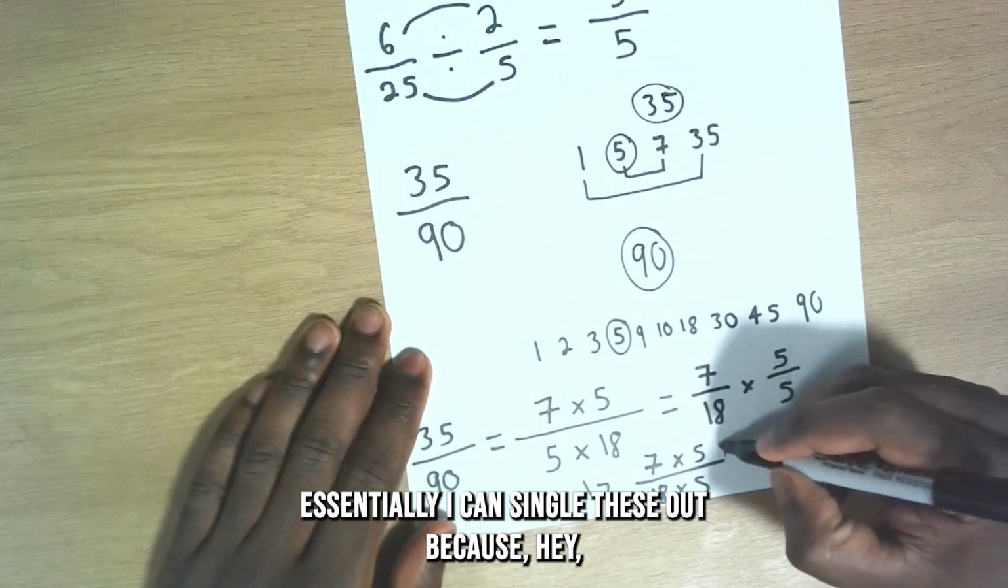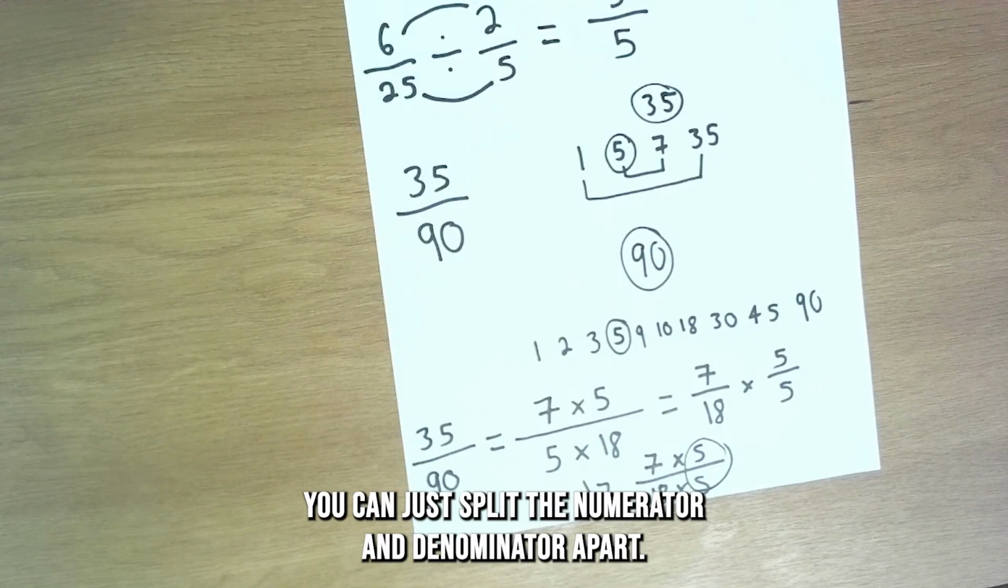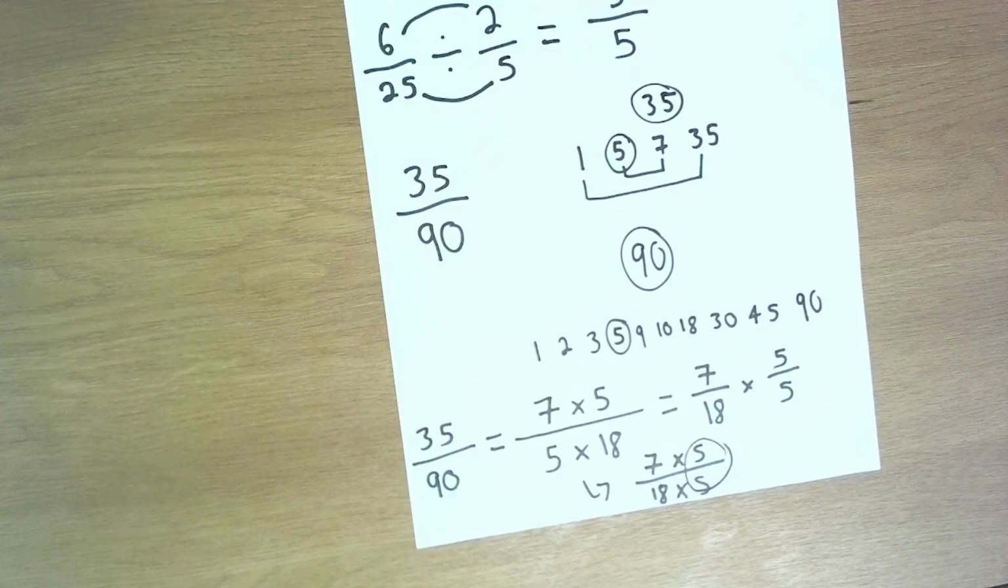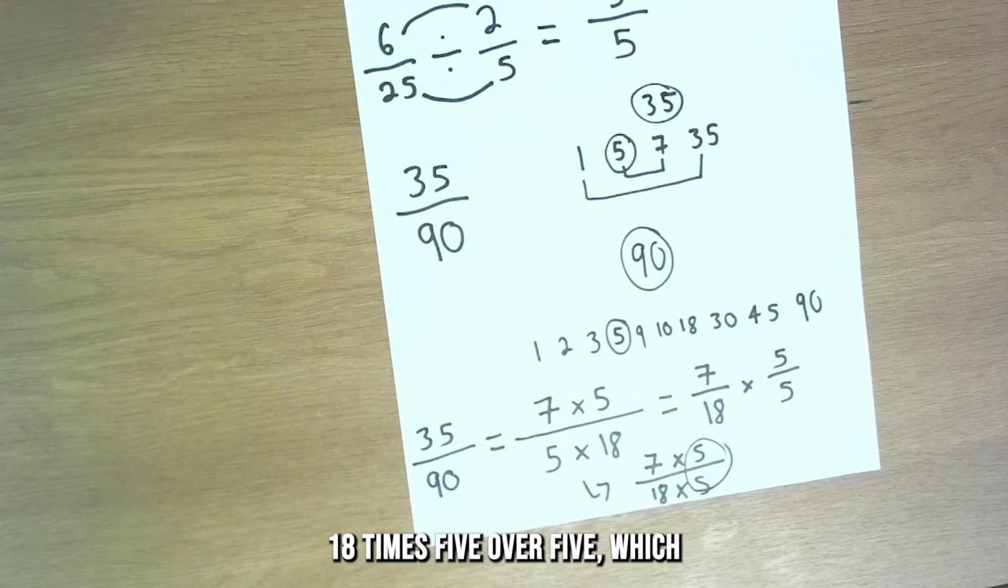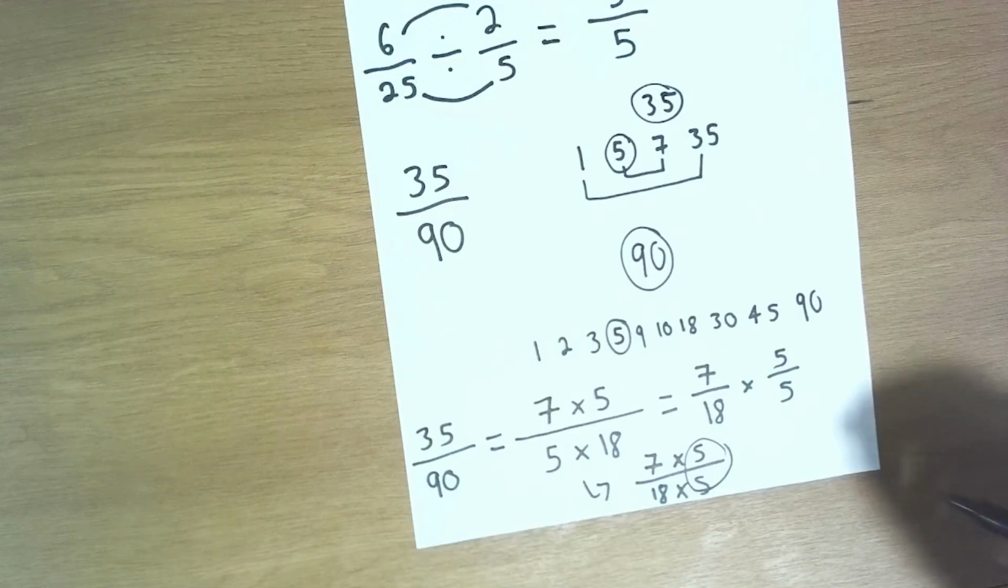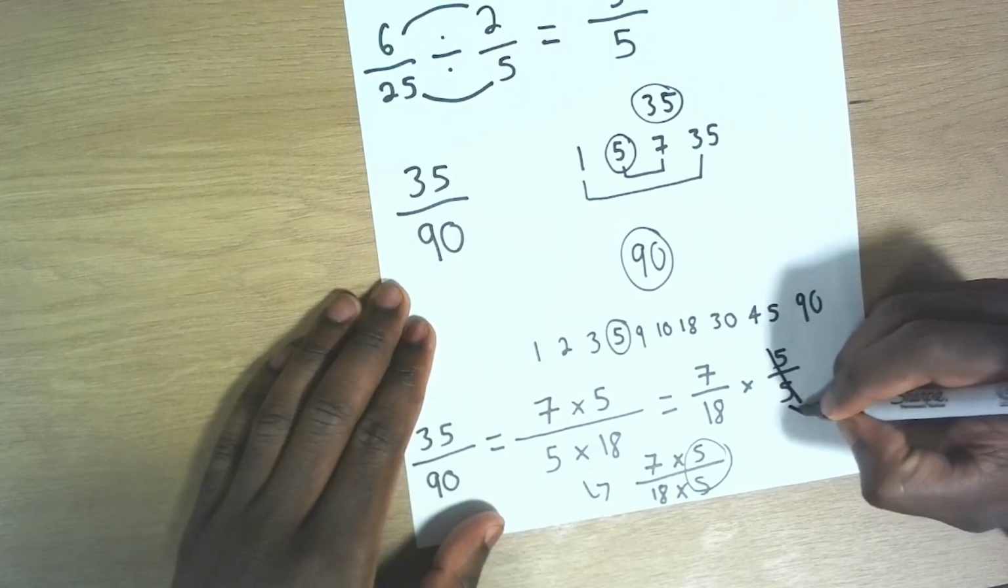Essentially, I can single these out because it's the same as multiplying different fractions together. You can just split the numerators and denominators apart. And then I'm left with that statement there of 7 over 18 times 5 over 5, which you already know 5 divided by itself is just 1.